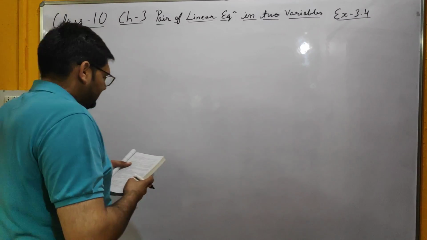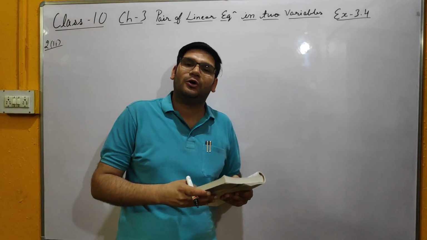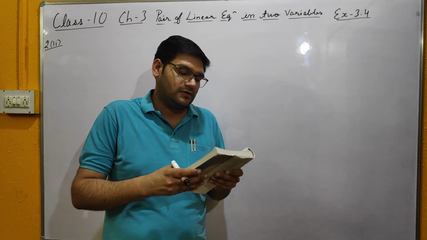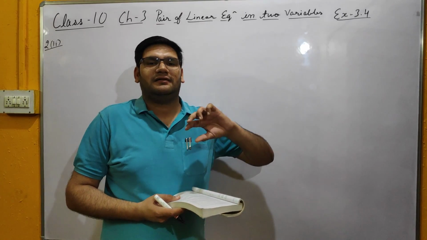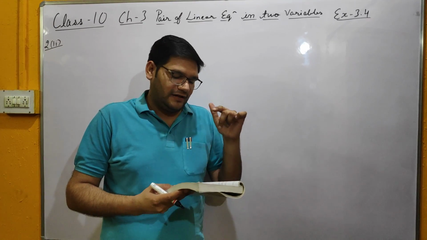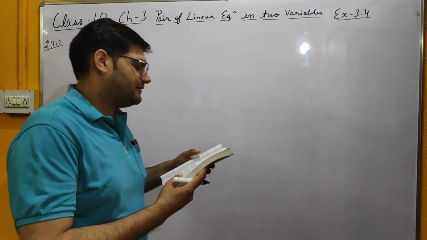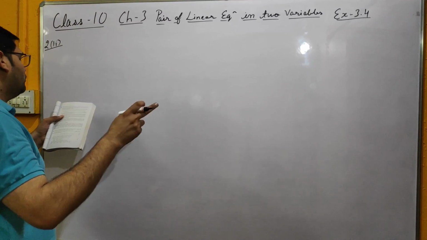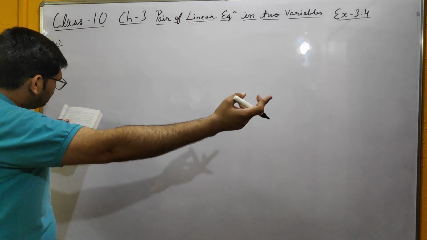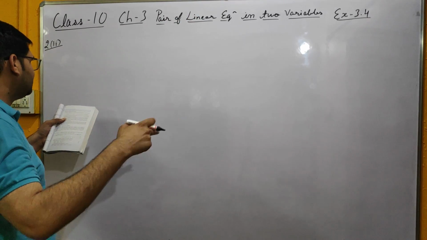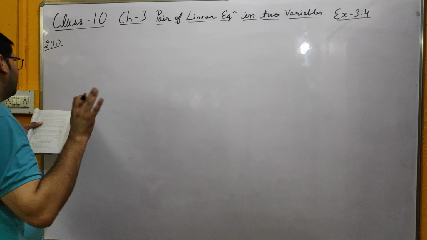Second question, second part. 5 years ago, Nuri was thrice as old as Sonu. So this is that same question of age which we have done in previous exercises also. So 5 years ago, Nuri was thrice as old as Sonu. 10 years later, Nuri will be twice as old as Sonu. How old are Nuri and Sonu?